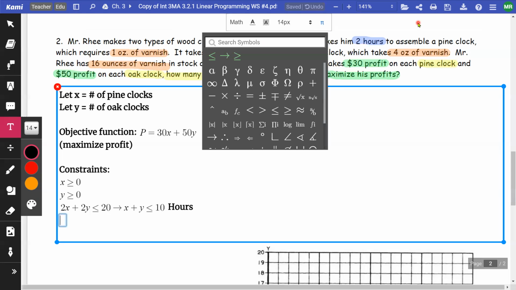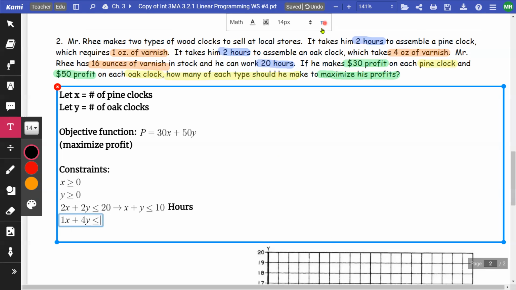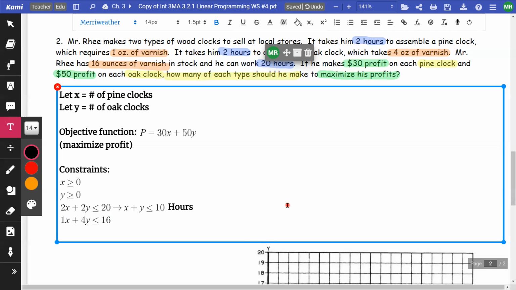Then I'm going to have one on varnish. Okay. So I have 1 ounce of varnish. So 1x or even just x. I don't need the one in front. Plus 4 ounces. So 4y is less than or equal to 16. And this is on varnish.